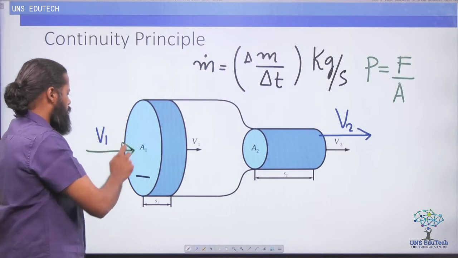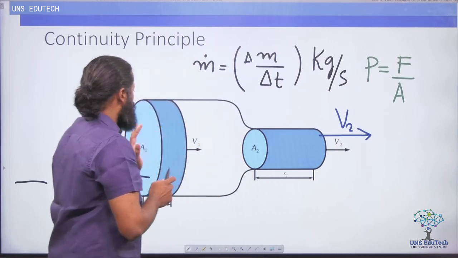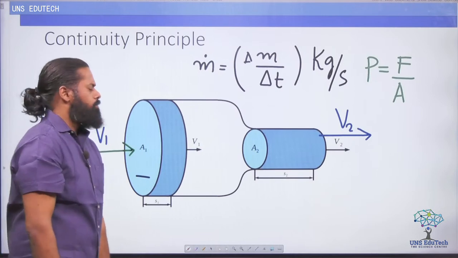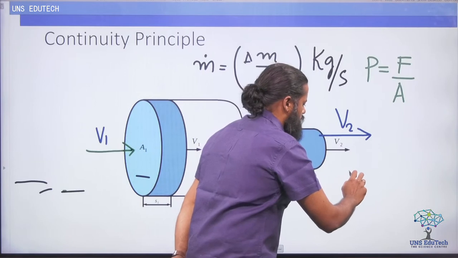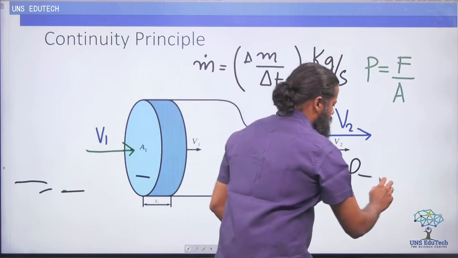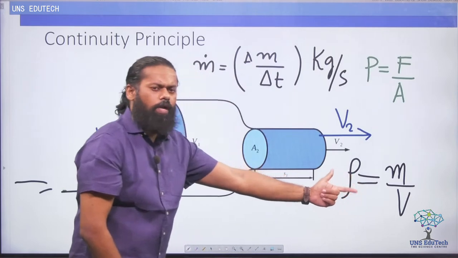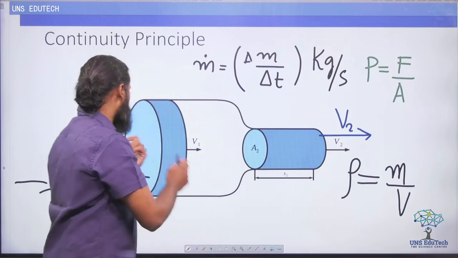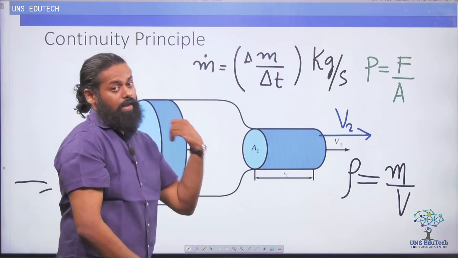Here you can see the velocity of fluid entering is V1. Now, we are trying to find out how much the flow rate will be in terms of the area and velocity. Density is rho, the Greek letter rho. Density is equal to mass by volume. I'm going to use capital V for volume, and small v for velocity.